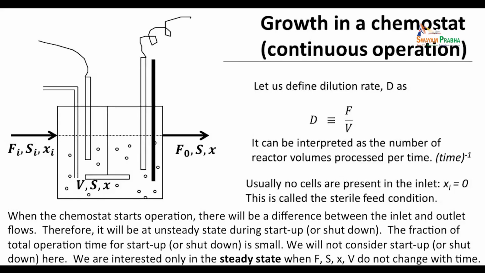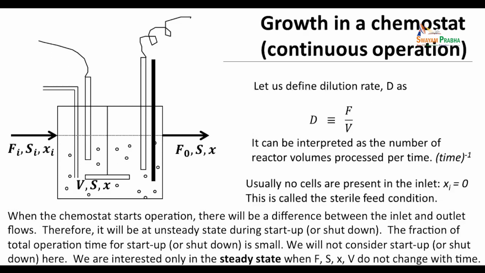Those are the startup conditions where there will be unsteady state, and there will be shutdown conditions. When you shut down the bioreactor, it needs to be done in an appropriate fashion, and then the process will not be at steady state. If you leave out these two, which could probably be a short duration compared to the overall duration of the chemostat, most of the duration it is going to be at steady state. And we are going to look only at the steady state part of the operation of the chemostat here. You need to keep this in mind. So this is what is said here. The fraction of total operation time for startup or shutdown is small. We will not consider the startup or shutdown here.